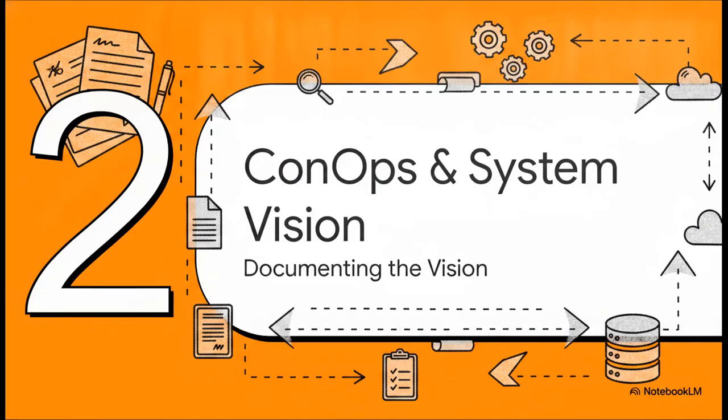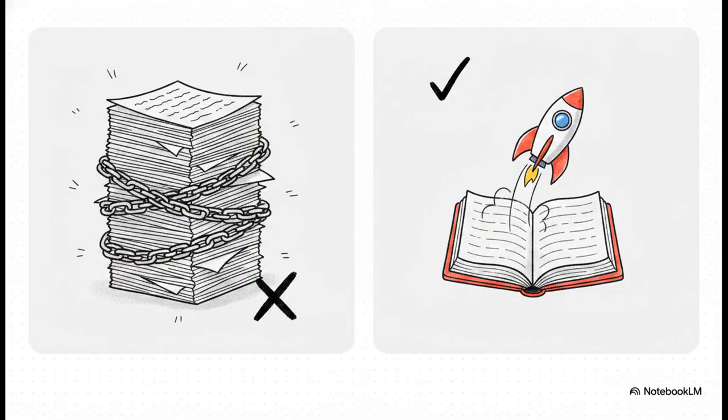Moving right along to Section 2, ConOps and System Vision. Historically, we established this system vision using something called a ConOps, or Concept of Operations document. It originated in military systems, but the problem is, like a lot of heavy government standards, these documents became incredibly bloated and inflexible. They turned into these massive, unreadable manuals that function better as doorstops than actual guides.